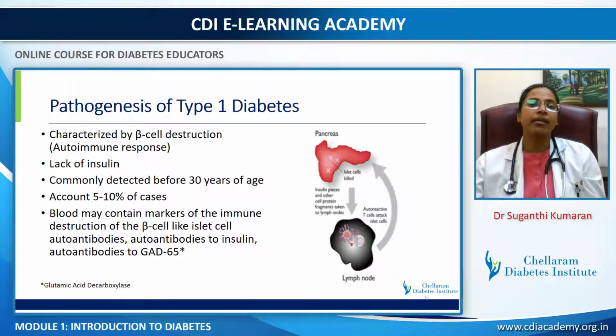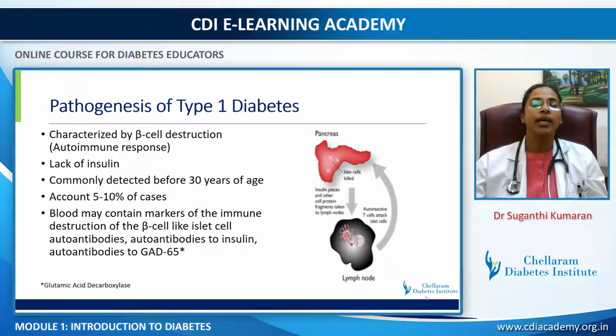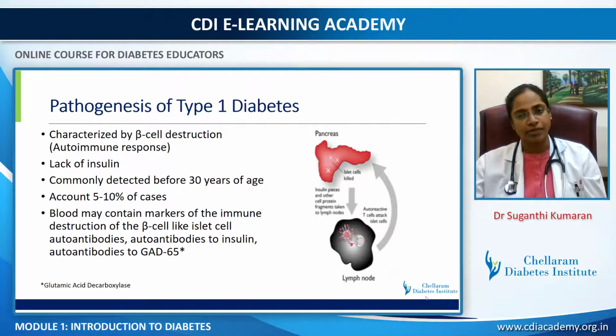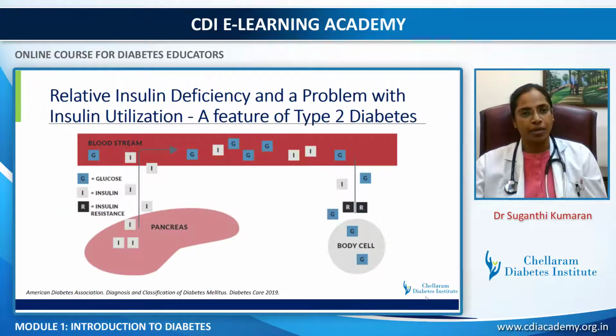So, type 1 is characterized by beta cell destruction or an autoimmune response, as a result of which there is a lack of insulin. It is usually detected before 30 years of age and accounts for 5 to 10% of cases. Blood may contain markers of the immune destruction of the beta cell. As I said, it's an autoantibody response. Therefore, you do detect antibodies to the beta cells, like islet cell autoantibodies, autoantibodies to insulin, and autoantibodies to glutamic acid decarboxylase 65. So when these markers are present, you can be definite that it's type 1 diabetes.